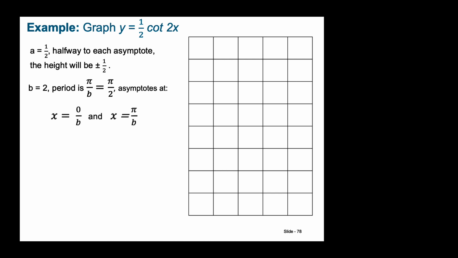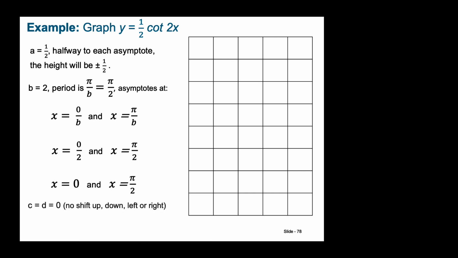Our asymptotes are going to go from 0 and pi to 0 and pi divided by b, which in this case is 2. So the two lines that represent our vertical asymptotes are x equals 0 and x equals pi over 2. C equals 0, D equals 0, no shifting up, down, left, or right.